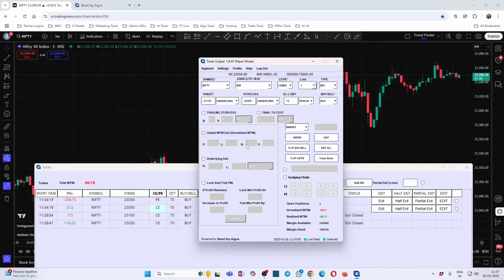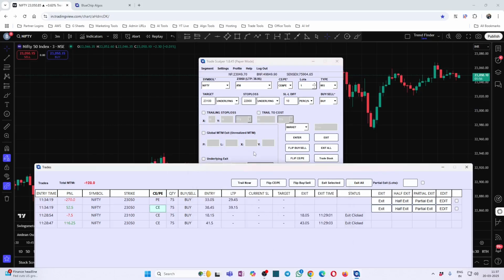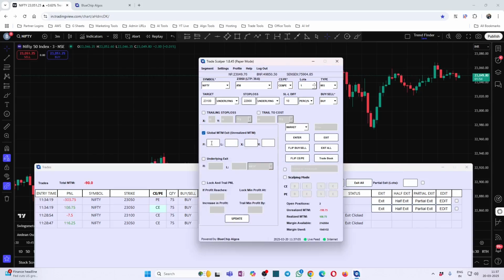And likewise, we also have global features. Let's say you have 10 positions. All the positions will be exited once your profit reaches 10,000 or loss reaches 5,000. And you can also trail your loss. This X and Y is nothing but trailing stop loss. Let's say you have 5,000 as the loss, but you can give a command here saying that if my profit is 1,000 rupees, trail my loss also by 1,000 rupees, which means this 5,000 becomes 4,000. Next time when you get 1,000 rupees extra profit, this 4,000 becomes 3,000, 3,000 to 2,000. Like that, it continuously keeps on trailing when the market moves in your favor.